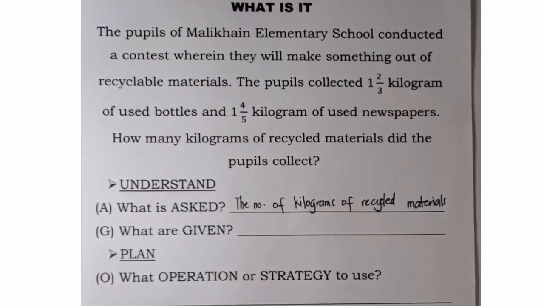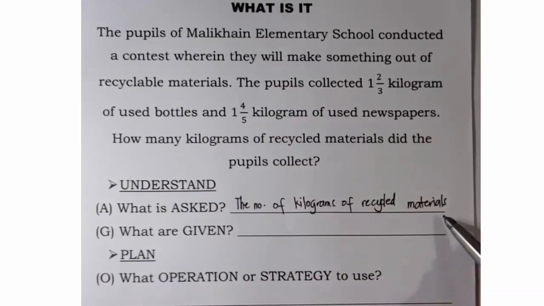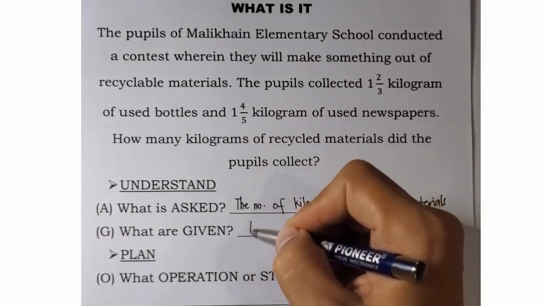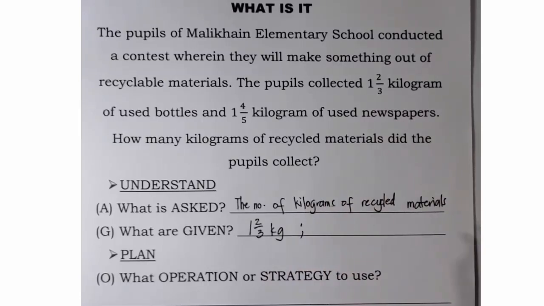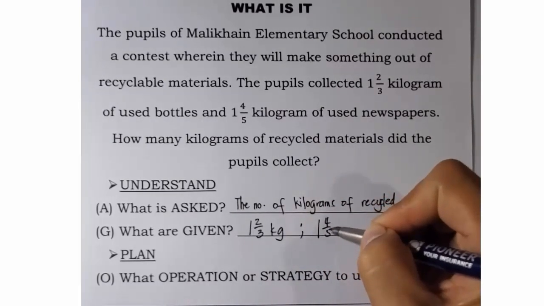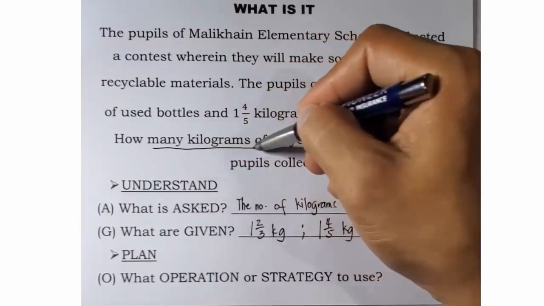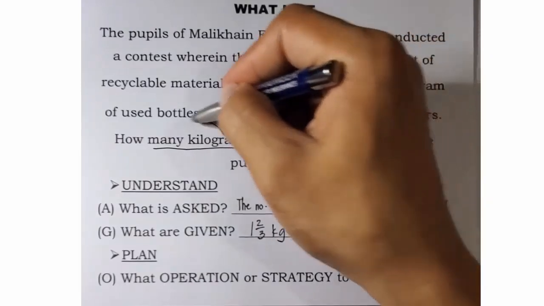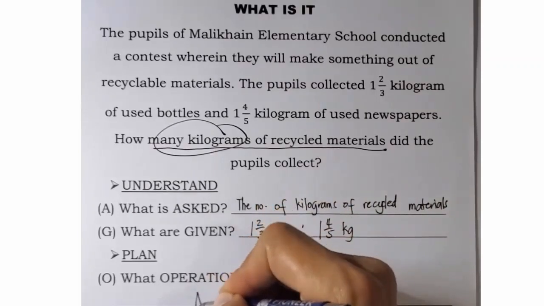For what is asked in this problem, we are asked to look for the number of kilograms of recycled materials the pupils collected. Now the given that we have here are the following: 1 and 2/3 kilograms of bottles, and of course 1 and 4/5 kilograms of used newspapers. Then the operation to be used here, because you are asked for the total number of kilograms of recycled materials, is addition.